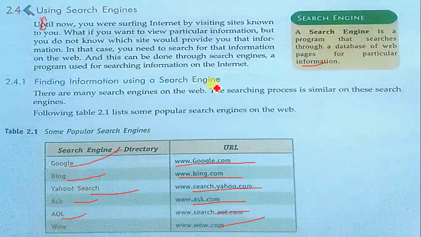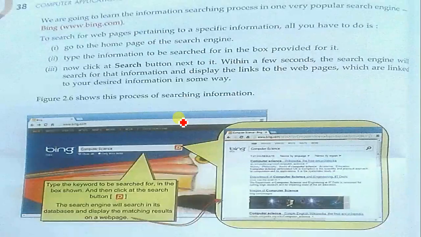Now, finding information using a search engine. There are many search engines on the web for searching any content on the net. We are going to learn information searching here with the help of Bing, which comes with Windows, and Bing is the default search option with Windows.